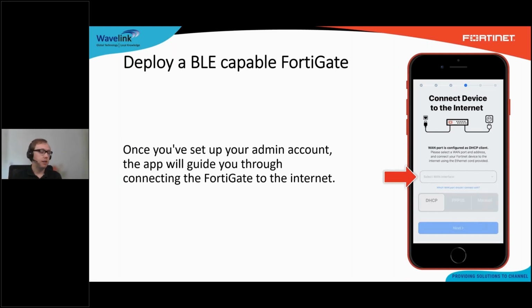Once that's been set and the FortiExplorer Go app can connect successfully into the FortiGate, you then need to set up how the FortiGate can connect to the internet. So you can go through and select what will be the WAN interface on the FortiGate, whether it's WAN 1, WAN 2, port 1, 2, 3, 4, whatever it is. And then you can choose whether you would like it to utilize DHCP, PPPoE, or if you'd like to manually assign the IP config for that WAN interface.